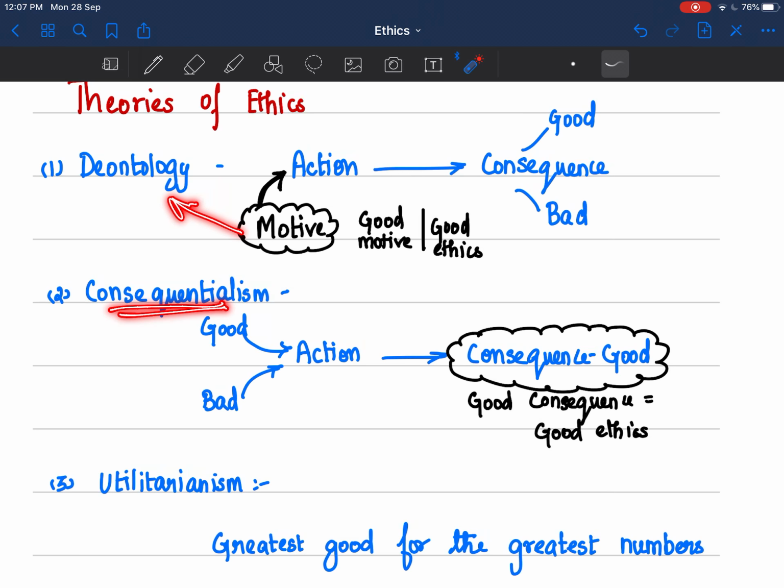Consequentialism, on the other hand, irrespective of what motive you have and what action you do, if the consequence is good, then you have good ethics. And if the consequence is bad, then your ethics was bad. Okay? So consequentialism deals with consequence, deontology with motive. Utilitarianism is you doing the greatest good for the greatest numbers. Does not matter what motive, does not matter what action. If most of the people are benefited, then you have good ethics.